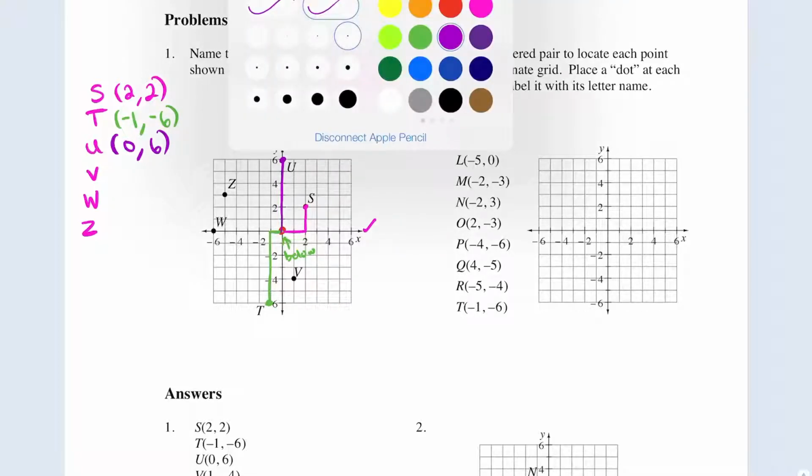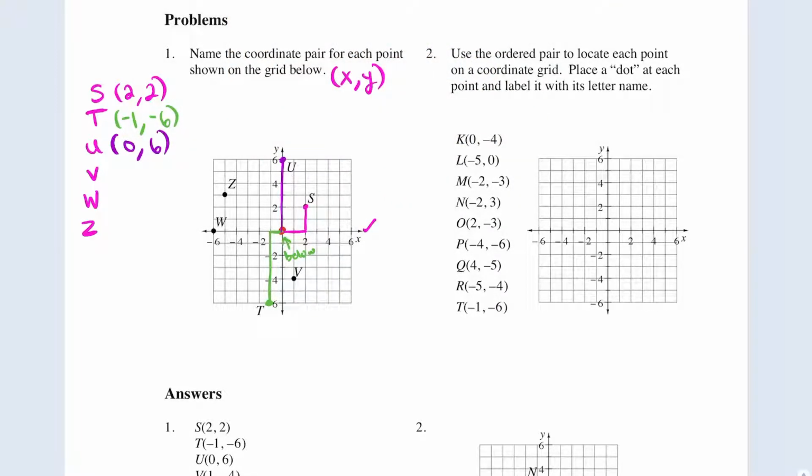Point V is over here, so starting from my origin, I go 1 to the right, so that's my x-coordinate, and then I go down 4 to negative 4.